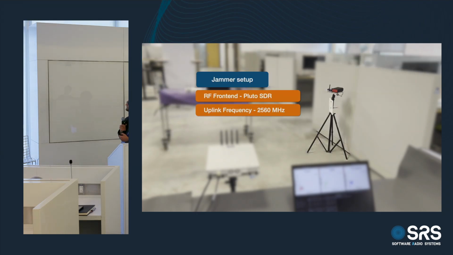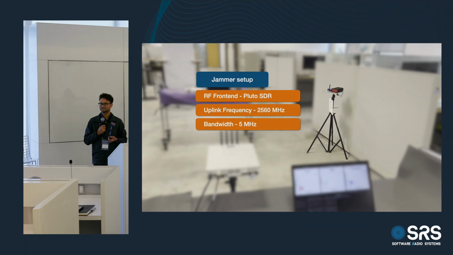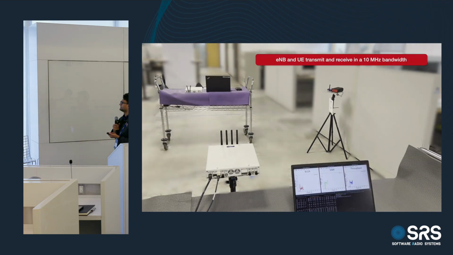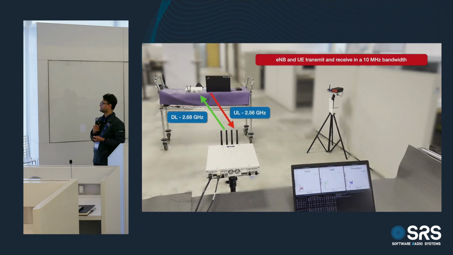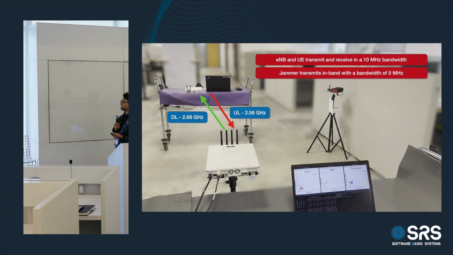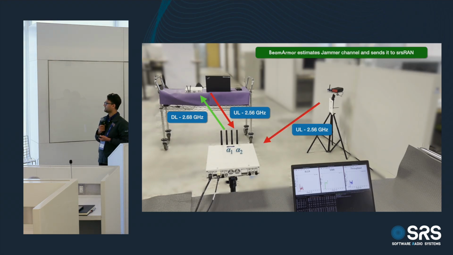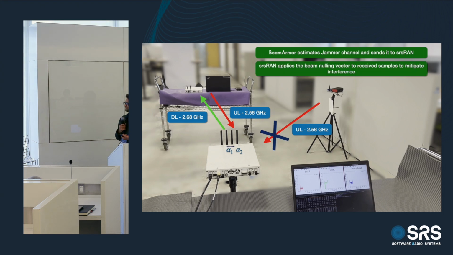This is the jammer. It is implemented with a very simple Pluto SDR costing a couple of $100. You can buy these SDRs and create a jammer, so it is really a big threat. And the jammer works in the same uplink frequency band so that it can jam the uplink signal at the base station.